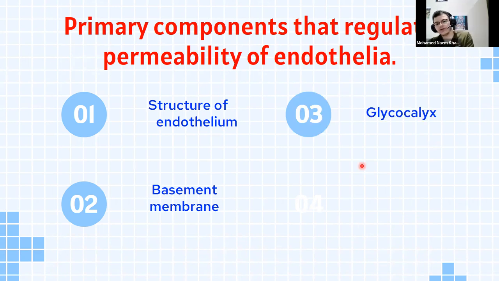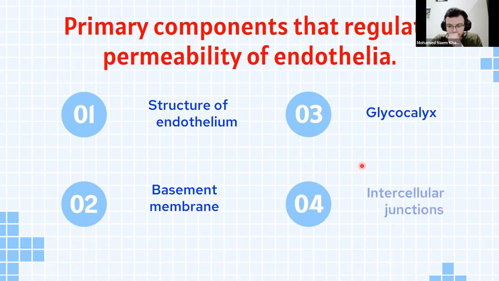Third is going to be the glycocalyx. I don't know if you guys remember the glycocalyx. You took it in foundation. It's like a glycoprotein layer on the vessel. We're going to go into it, inshallah, so if you don't know what it is, don't worry. And fourth and last, the intercellular junctions. We mentioned them in angiogenesis, the third step, the ones that break. These are the junctions between the endothelial cells. So let's just start.